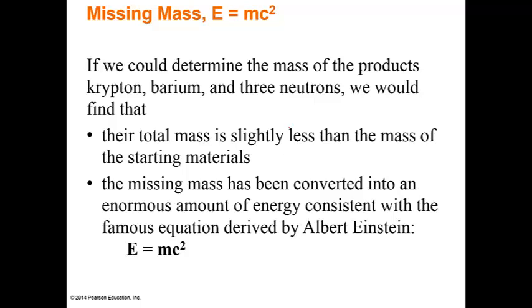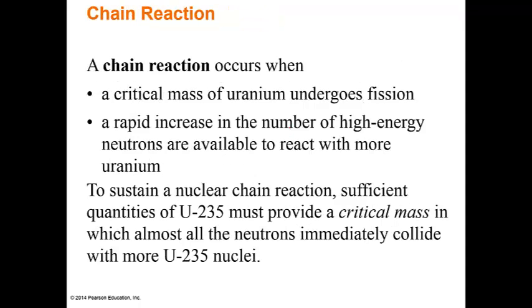So if we could determine the mass of the products, krypton, barium, and 3 neutrons, we would find that their total mass is slightly less than the mass of the starting materials. The missing mass has been converted into enormous amounts of energy, consistent with Albert Einstein's theory of energy equals mass times the speed of light squared. So we can prove this.